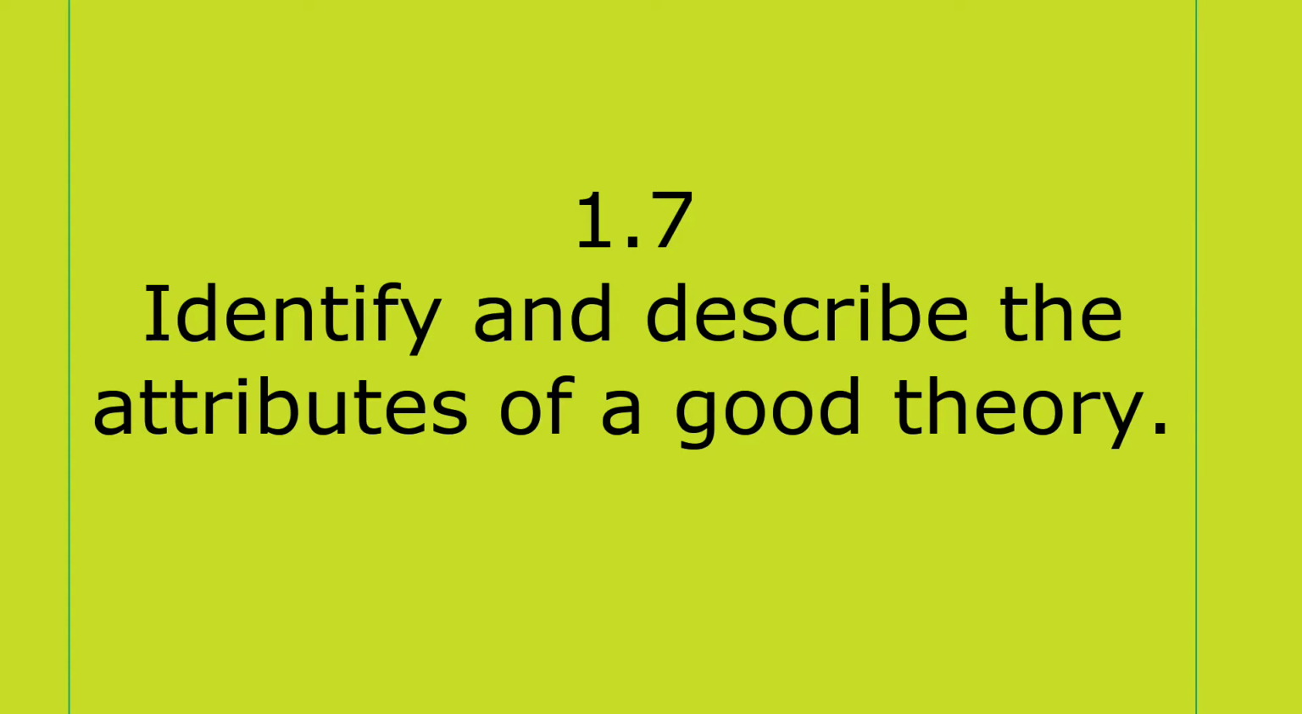So objective 1.7 asks you to identify the attributes of a good theory. They're all listed there, and I want to draw your attention just to the one that is likely the most important and oftentimes misunderstood by a lot of people, and that is that all theories have to be falsifiable. That is, you have to be able to do something to identify if and when the theory could be wrong.